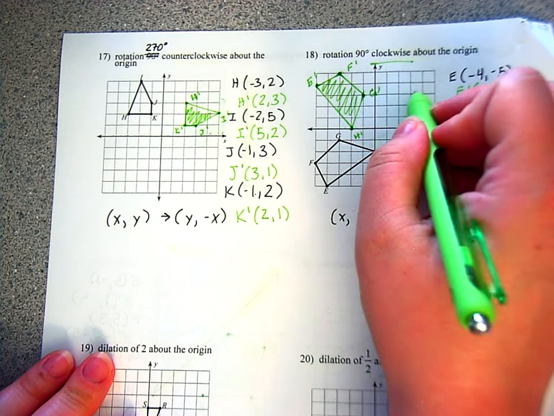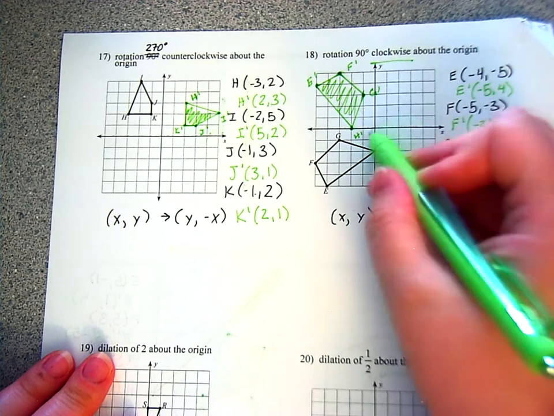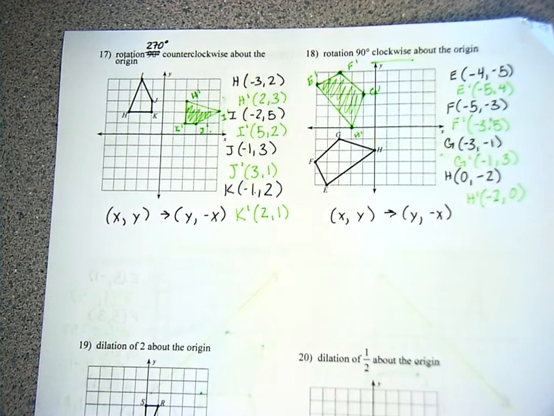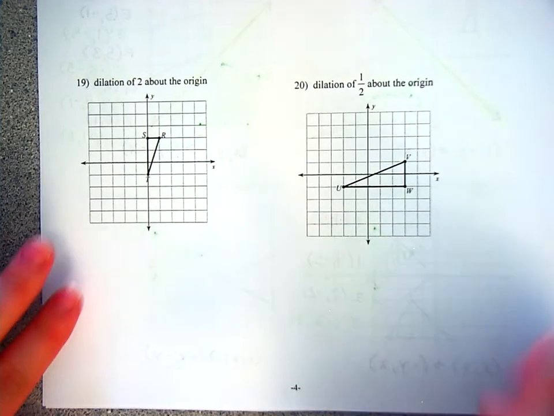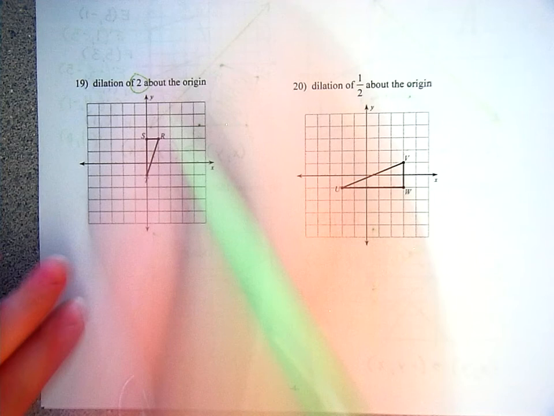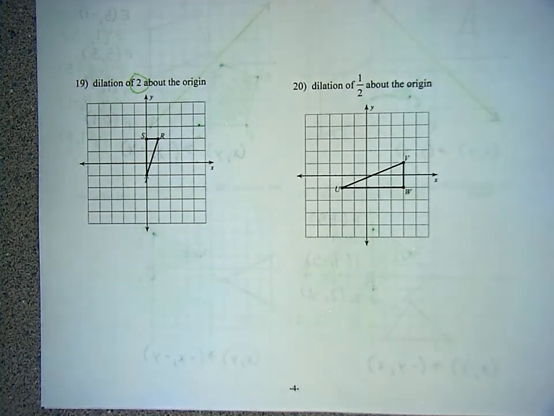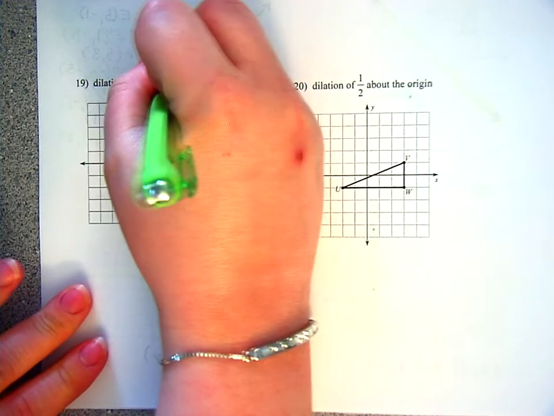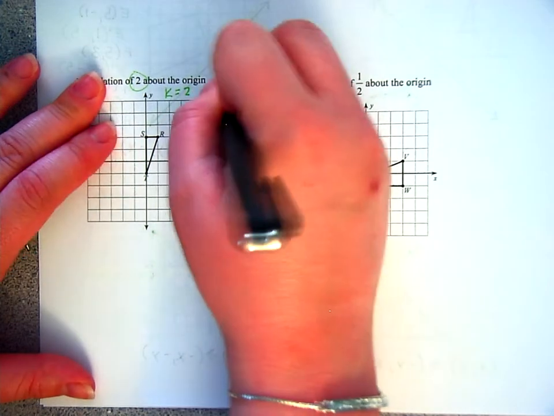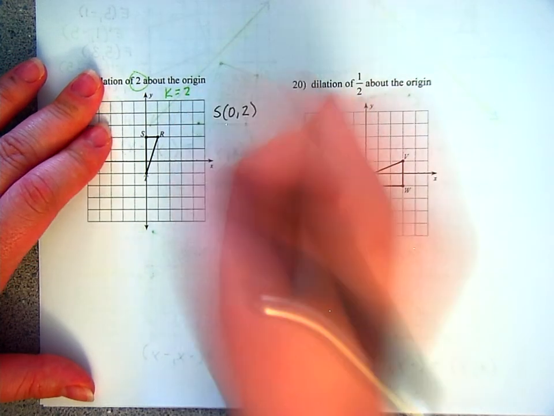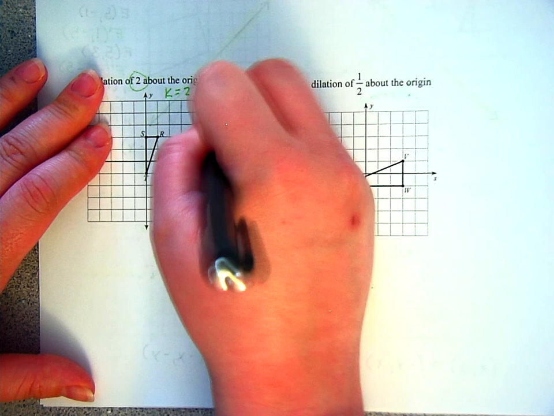So last two problems are on dilation. So we're dilating with a scale factor of 2, so that means we're multiplying by 2. So this is how we saw in our notes that K is equal to 2. So we're going to take our points. S is at 0, +2. R is at 1, +2. And T is at 0, -1. And what we're going to do is multiply all these points by 2. So S prime is at 0, 4. So 0 times 2 is 0. 2 times 2 is 4.